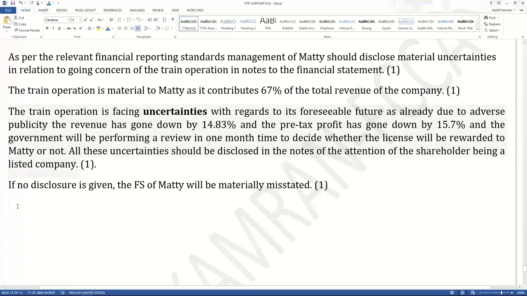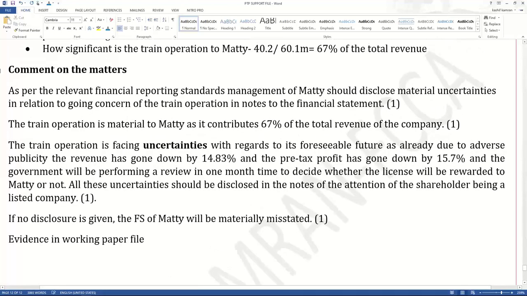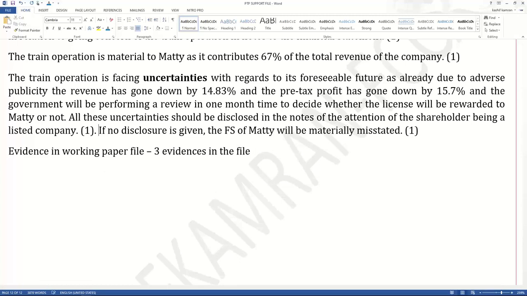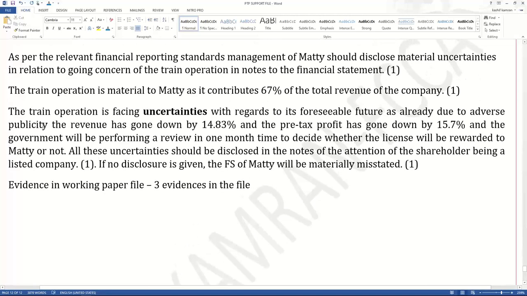Okay. Now, after this, you have to write evidence in the working paper file. Will you be able to write evidence in the working paper file? How many marks are we left with? Total marks were 8, so we got 4. So that means you need to write 3 evidences in the file. We got 4 marks, right? Almost from the drafting above.